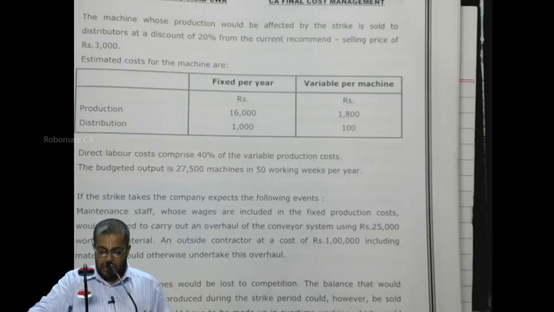The balance that would ordinarily have been produced during the strike period would however be sold, but these machines would have to be made up in overtime working, which would be at an efficiency rate of 90% of normal. This would entail additional fixed cost of rupees 10,000 and wage payment at time and a half.